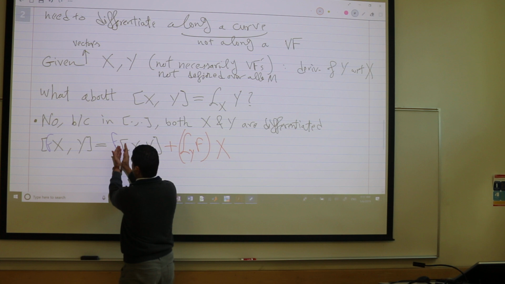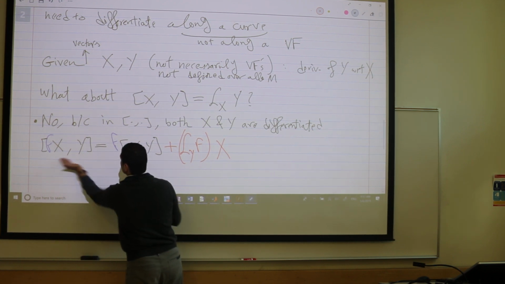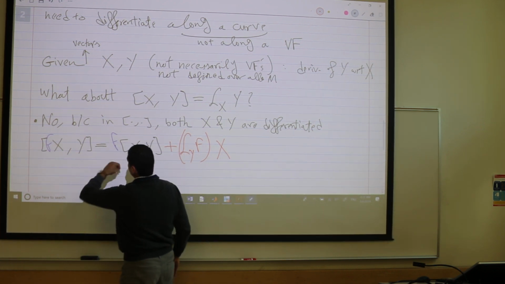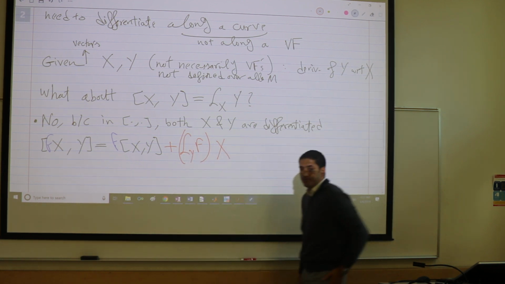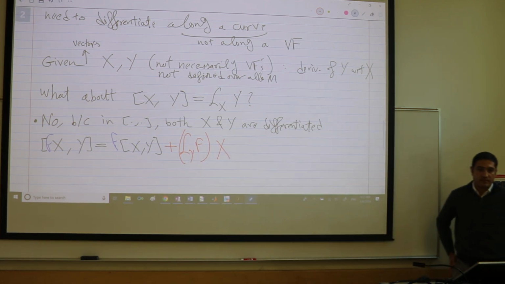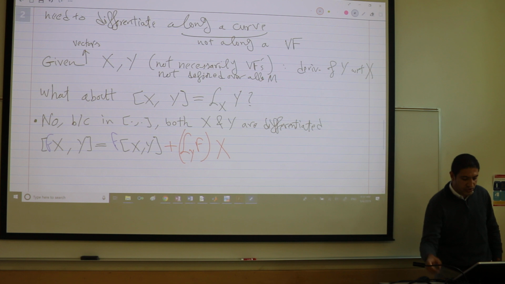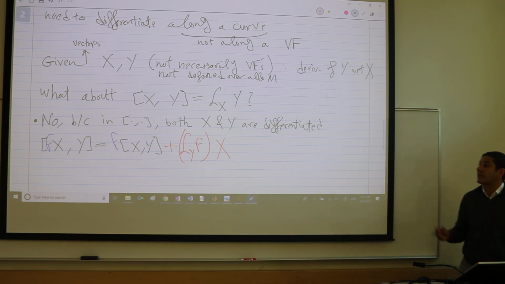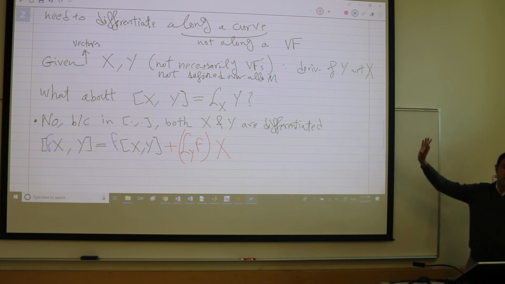So in this case, if I have this x multiplying by a number, it should come out and there is no additional term. You see the problem here? Both vectors are being differentiated. I'm not interested in that. The lead bracket is a very special way of doing the derivative. It was useful in some sense, but it's not a directional derivative.